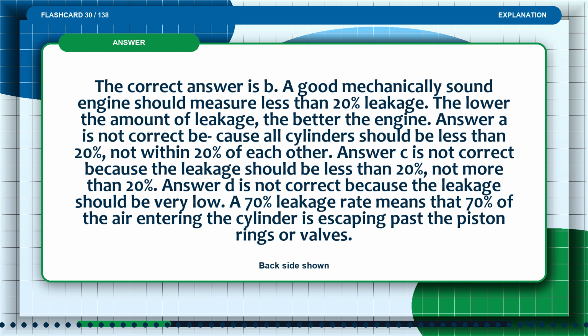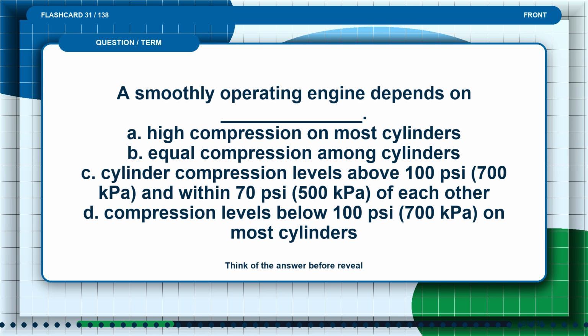valves. Flashcard 31. A smoothly operating engine depends on blank. A, high compression on most cylinders, B, equal compression among cylinders, C, cylinder compression levels above 100 psi (700 kPa) and within 70 psi (500 kPa) of each other, D, compression levels below 100 psi (700 kPa) on most cylinders. Pause and think of the answer before the reveal.